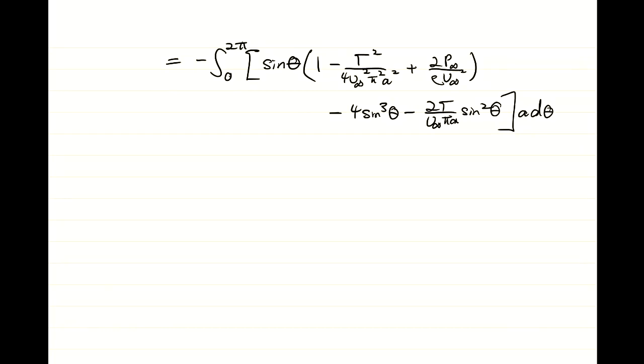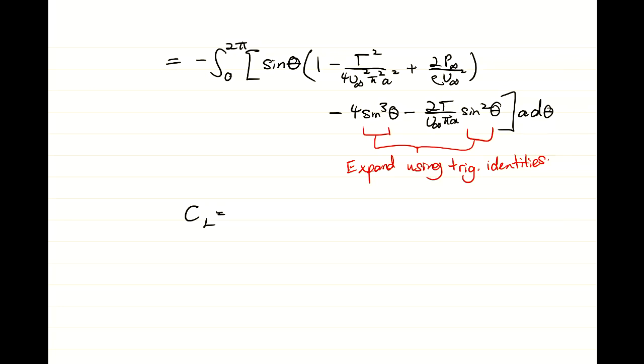Right, so you need to expand this term using trig identities, okay? I'm going to skip a few steps, but hopefully all of you should know how to do it. If you don't know, please try and do it yourself at home. Okay, so now I get an equation which has my sine terms again.